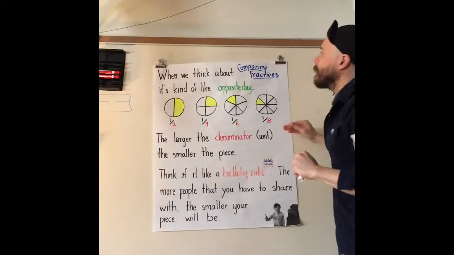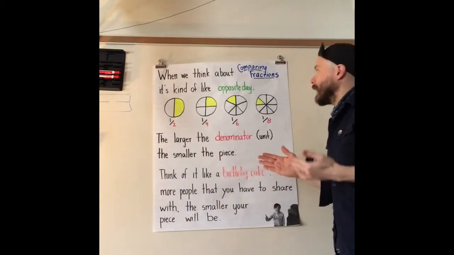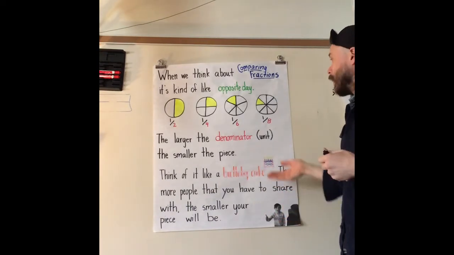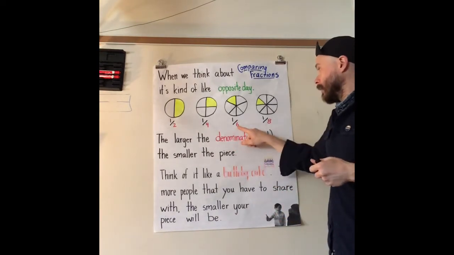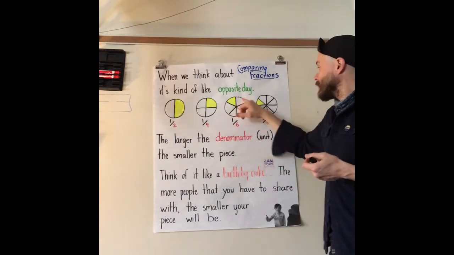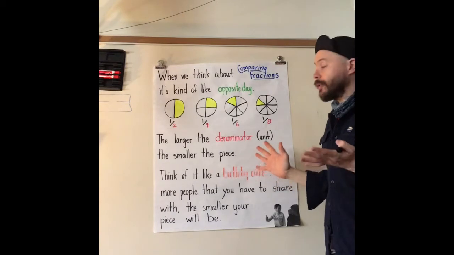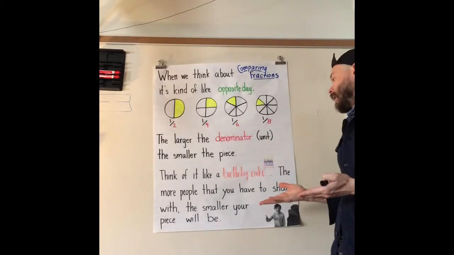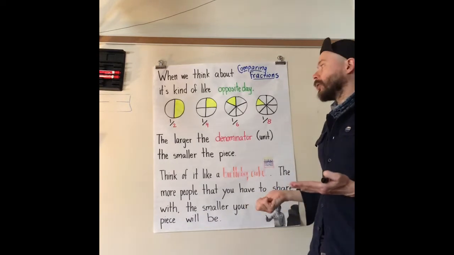When we think about comparing fractions, it's kind of like opposite day, right? This is an Ian Klepper quote. The larger the denominator, the red number, the unit, the larger that it's divided into, the smaller the piece. So Ian said, think of it like a birthday cake. The more people that you have to share it with, the smaller your piece will be.